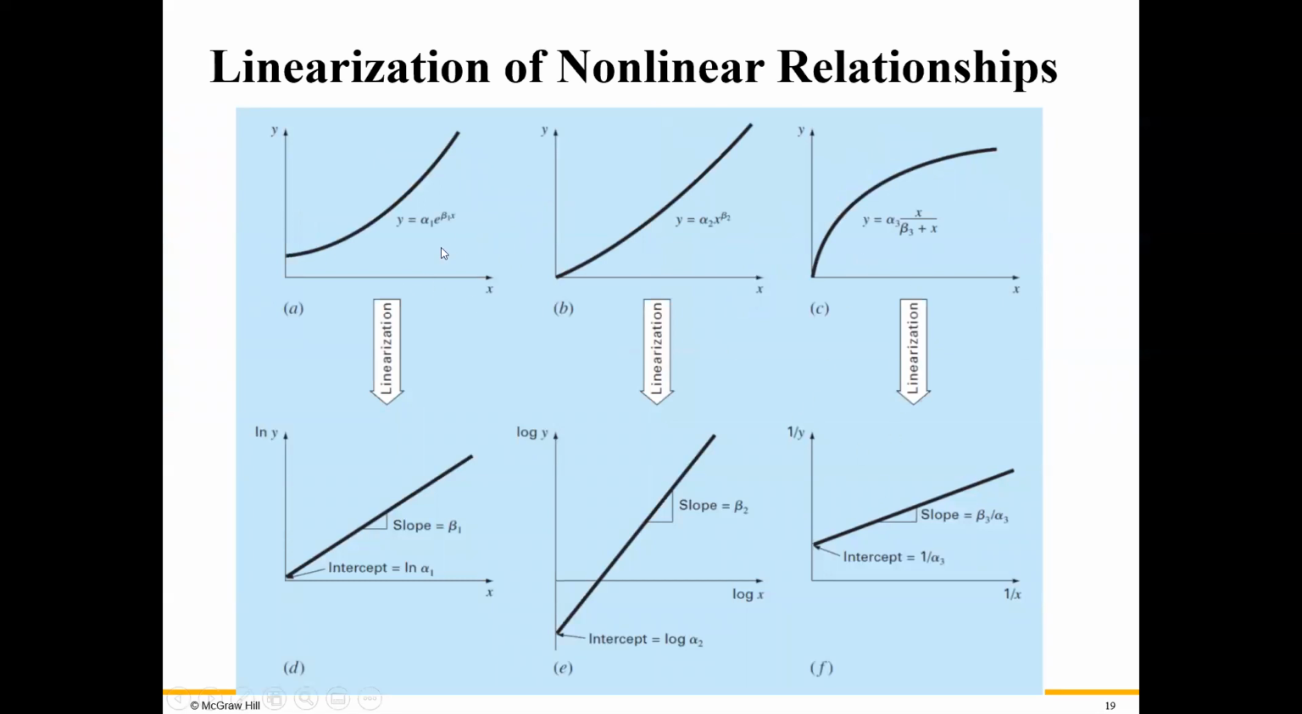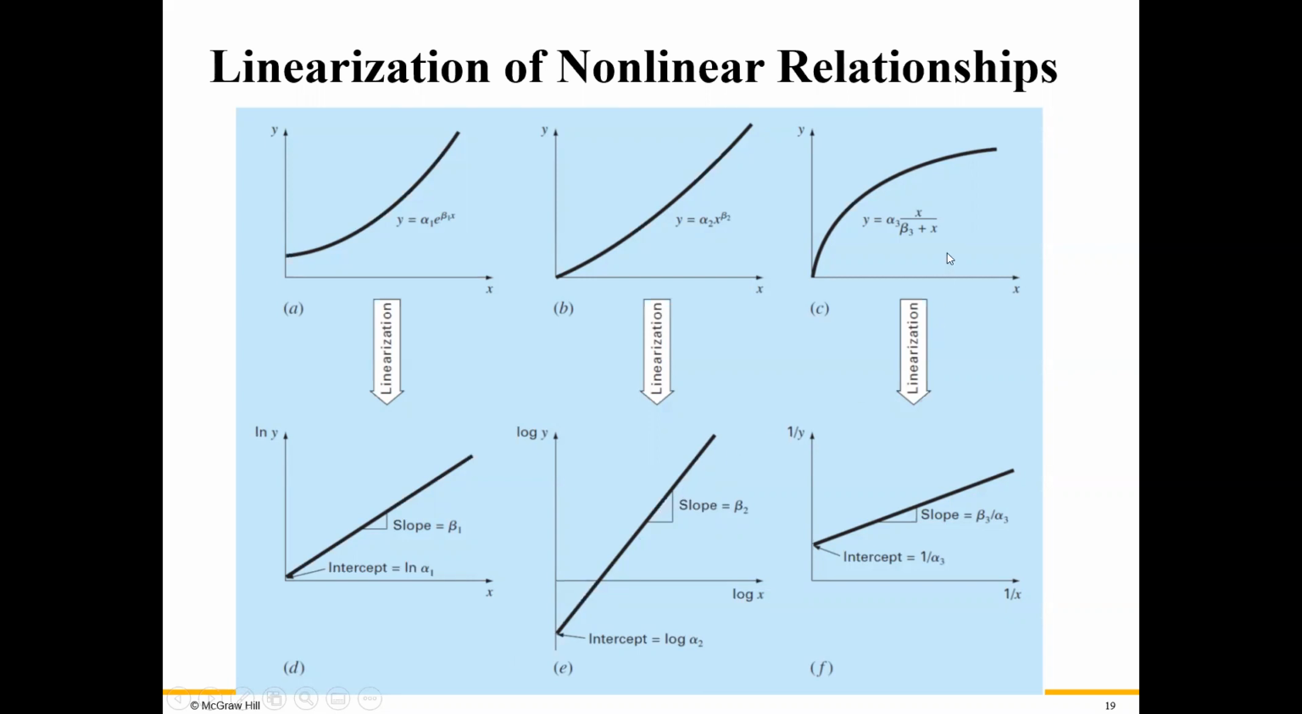For the exponential curve, we take a semi-log. That means we take the log of y, and then we plot it against x, then that curve becomes linear. For the power curve, we take double log to the base of 10, and then that curve becomes linear.